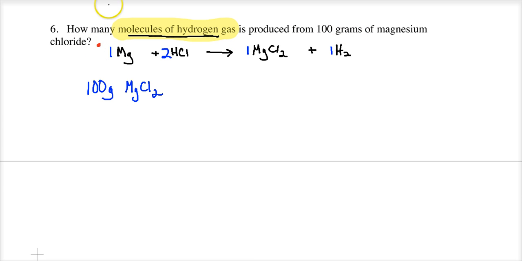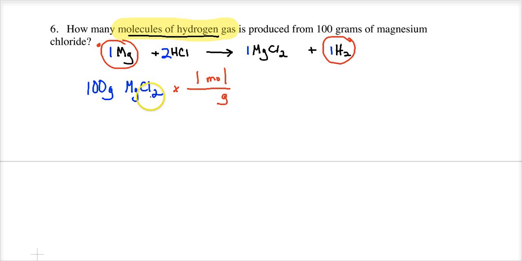And I want to get to, what? Hydrogen gas here. So I want to take some information about magnesium chloride, in this case grams, and convert it to the actual number of molecules that I produce. So the first step is I write the number given to me, which is 100 grams. And I get rid of 100 grams by putting in grams here, and I want a mole. And 1 mole is equal to how many grams?